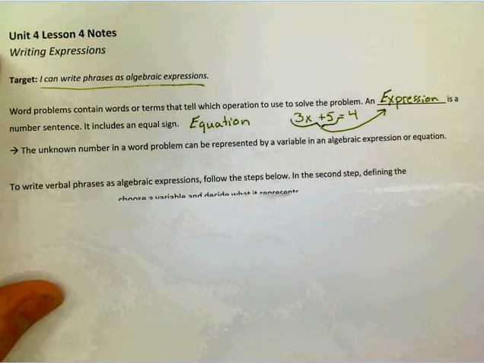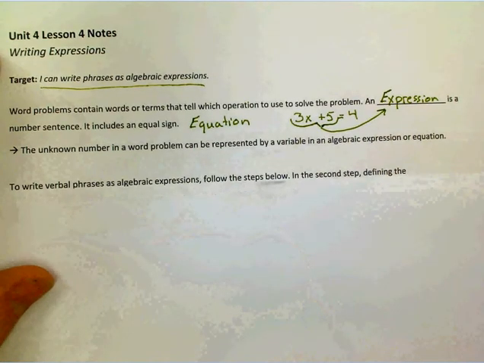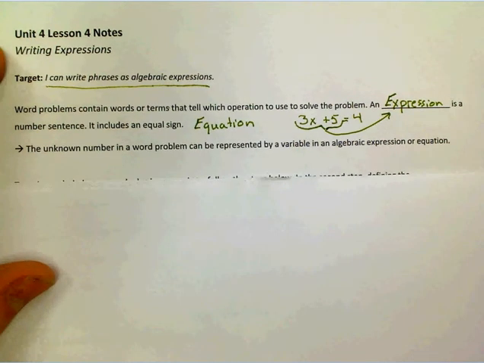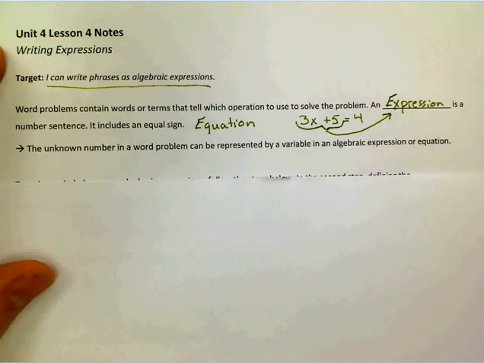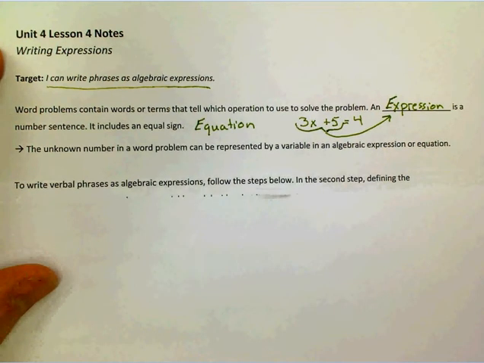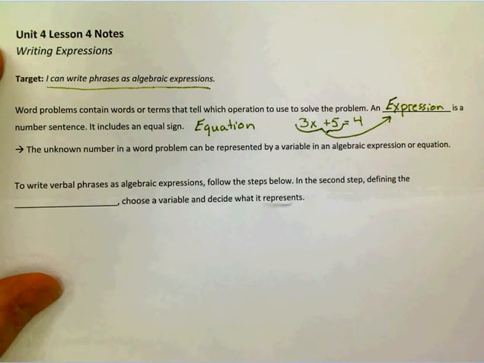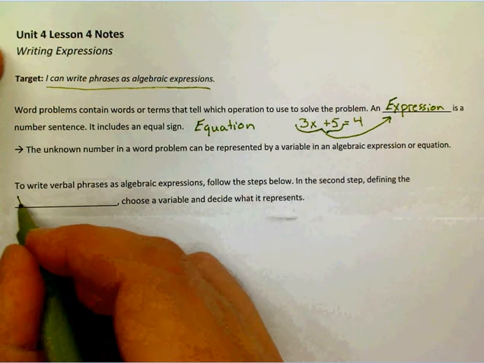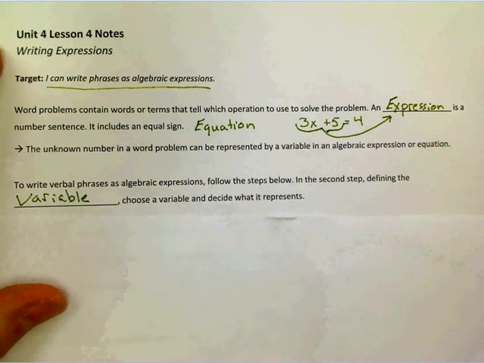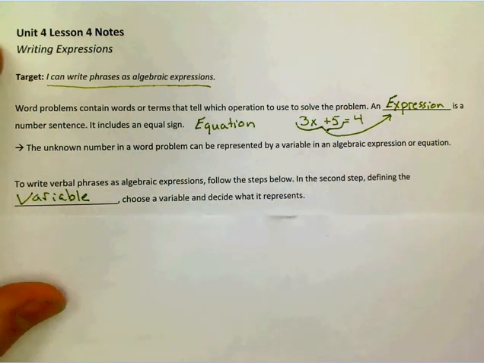The unknown number in a word problem can be represented by a variable in an algebraic expression or equation. Remember, our variable is a letter or symbol that can represent any number. To write verbal phrases as algebraic expressions, follow the steps below. In the second step, defining the variable, choose a variable and decide what it represents.